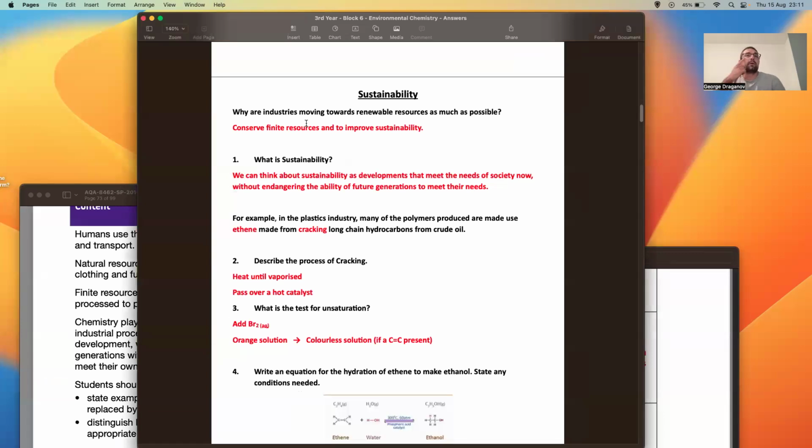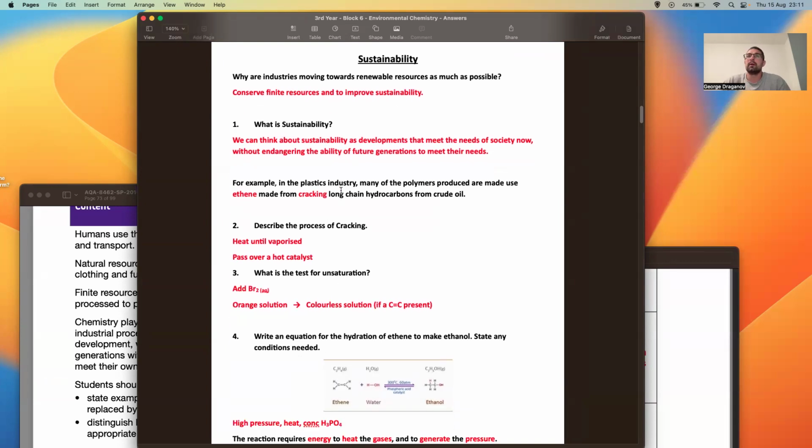So why is everyone looking to be more sustainable? Well, in order to be more sustainable, they're trying to conserve finite resources so they don't spoil it for future generations. That's why they're going towards these renewable resources. I've already defined sustainability for you. So meeting current demands without endangering future generations from meeting their demands.